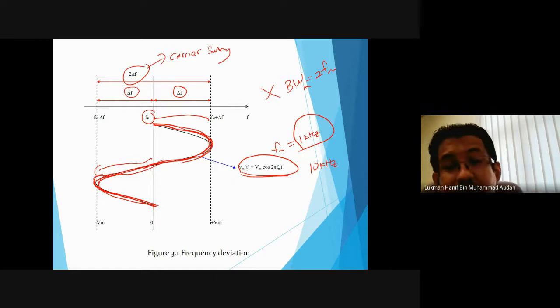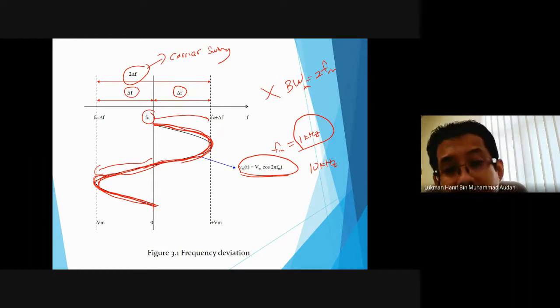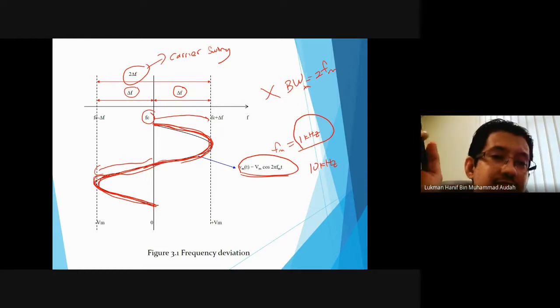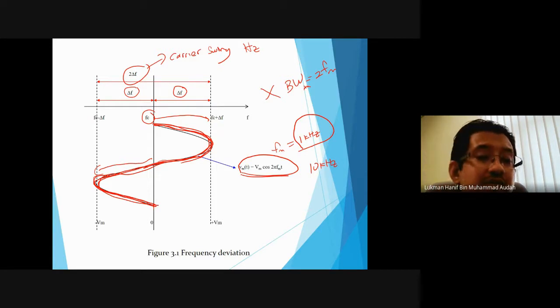Okay, dipanggil sebagai carrier swing. So carrier swing adalah bersamaan dengan 2 kali delta F. So the unit is in terms of hertz. Nanti kita akan lihat. Soalan carrier swing banyak kali ditanya. Selalu ditanya, how much is the carrier swing? So 2 times delta F.